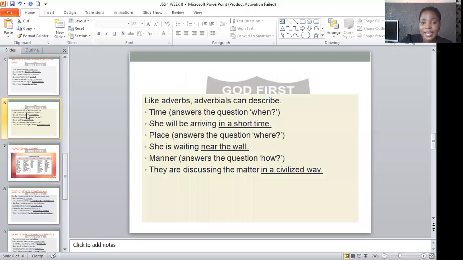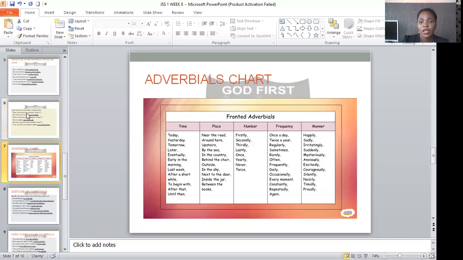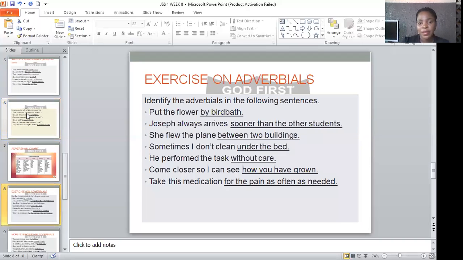Also, more examples. I said like adverbs, adverbials can also describe time. It answers the question when. Also, it answers the question where. And it also answers the question how. A brief chat on adverbials: we have the fronted adverbials here, the adverb of place, adverb of time, adverb of number, adverb of frequency, and adverb of manner. So, brief exercises on adverbials. Identify the adverbials in the following sentences. Put the flower by the path, sooner than the other students, between two buildings, and so on and so forth.